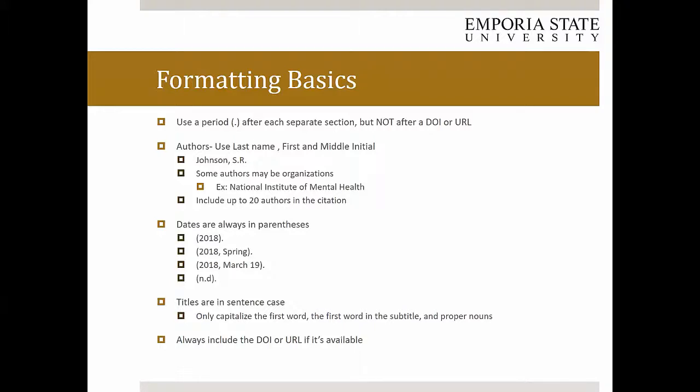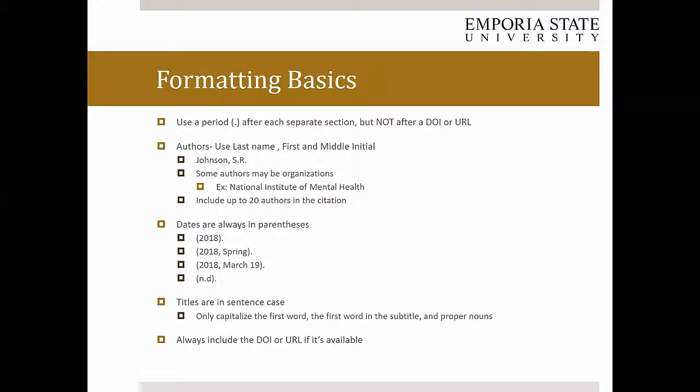For the 7th edition, in your citations, you can now include up to 20 authors in the citation. This allows for more people to be recognized for their contributions to a work. After the 20th author, if you have maybe 24 authors, you will include the names for the first 20, and then you'll use an ellipsis or a dot, dot, dot to skip to the final author.